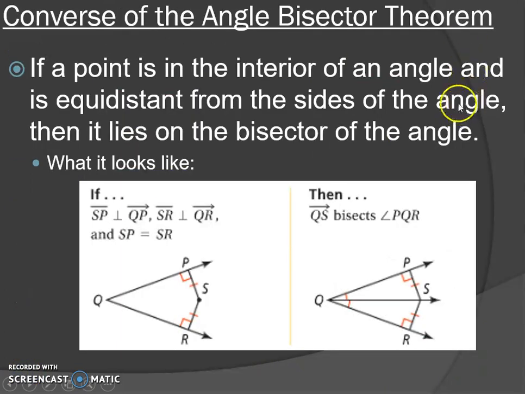Next thing we're going to look at is the converse of the angle bisector theorem. If a point is in the interior of an angle and is equidistant from the sides of the angle, then it lies on the bisector of the angle. So basically when you see converse, they're giving you these two are equal to each other and saying when that happens, QS bisects this angle. That's what it means. So they're giving you the sides, and you can conclude that QS is bisecting this angle PQR. So you're going backward, just like the other.